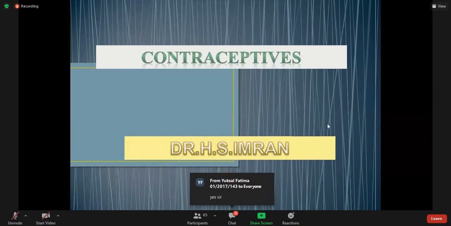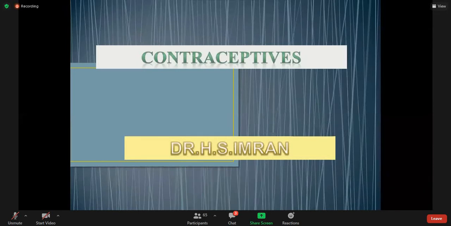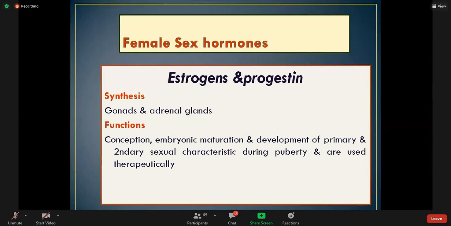Okay, contraceptive means to avoid the pregnancy, to avoid the conception, right? That is why it is labeled as contraceptives. Drugs used to prevent the conception are labeled as contraceptives. I think you have already taken the individual lectures on estrogen and progesterone, right?